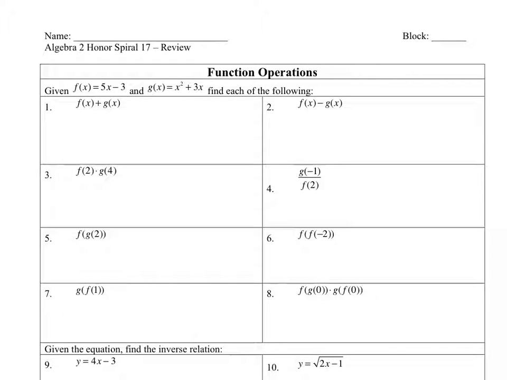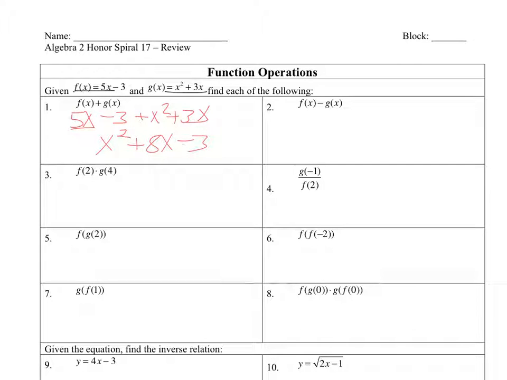Start off with looking at two functions, f of x and g of x, and I'm going to attempt to do f of x plus g of x, which means I'm going to take 5x minus 3 and add that to x squared plus 3x, which in total gives me x squared plus 8x, because I can combine those guys, and minus 3, and I'm done.